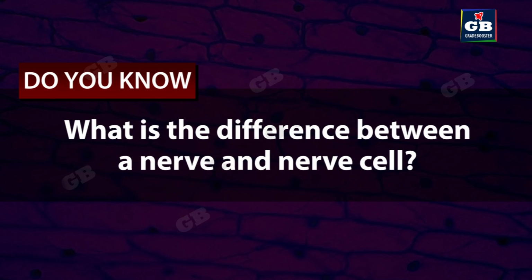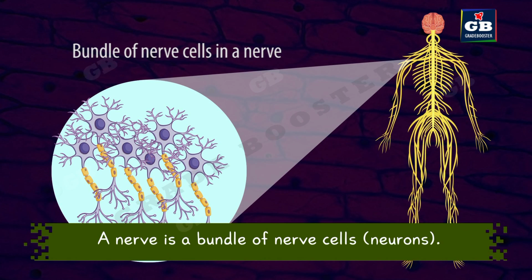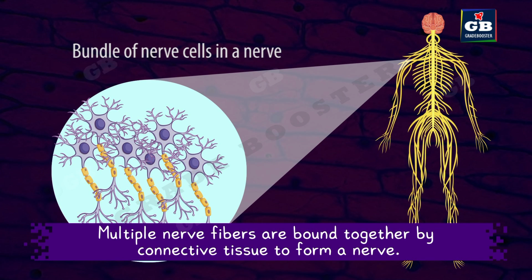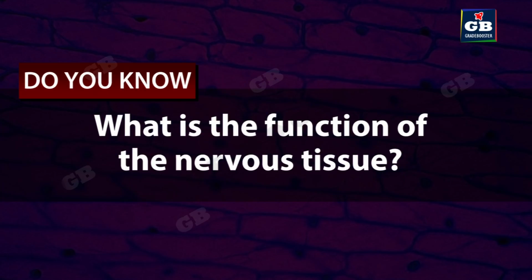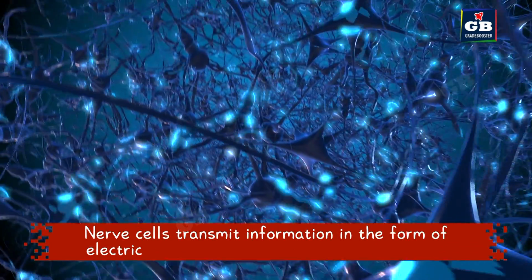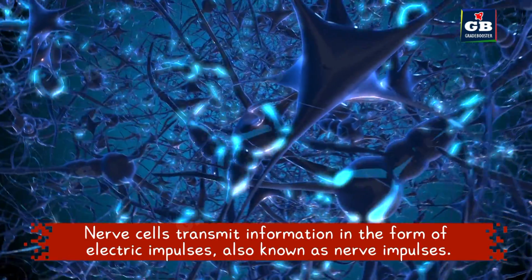Difference between nerve and nerve cell. A nerve is a bundle of nerve cells or neurons. Multiple nerve fibers are bound together by connective tissue to form a nerve. Functions of nervous tissue. Nerve cells transmit information in the form of electric impulses, also known as nerve impulses.